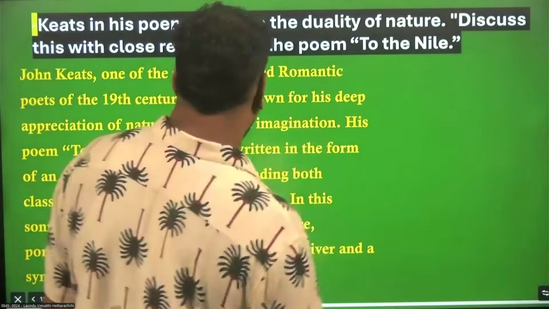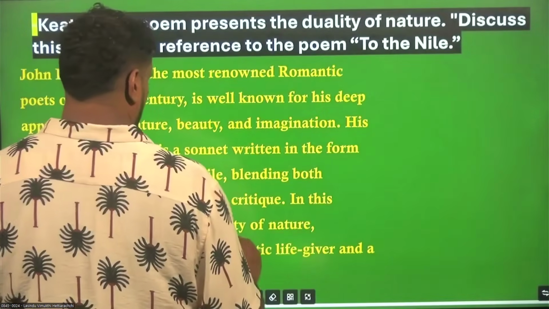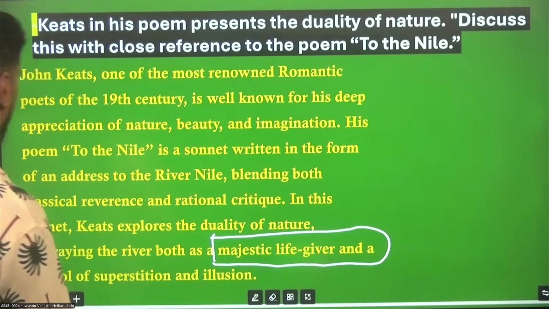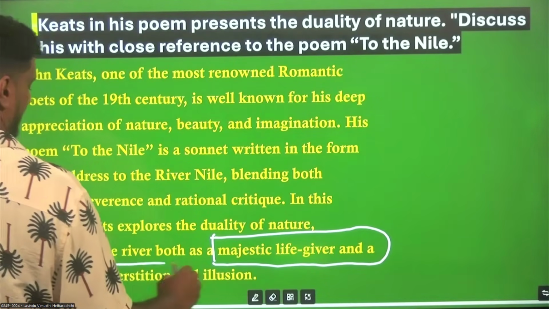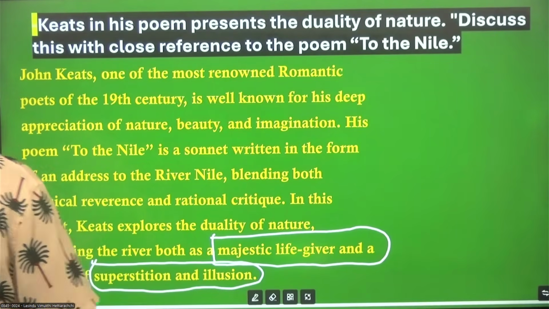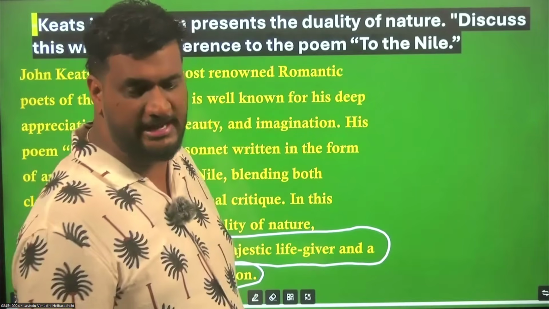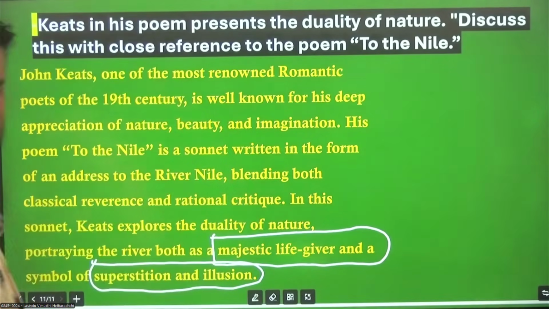The river is known to be a majestic life giver. The river provides support for people. On the other hand, it is a symbol of superstition and illusion. I told you, right? This is where you want to learn about the octave and sestet. Can you remember? This is the place that you have to remember, that I told you, octave and sestet.